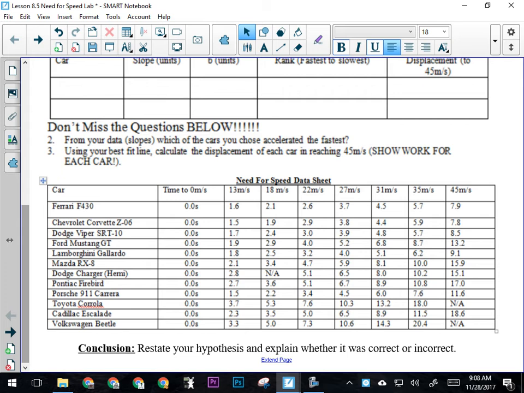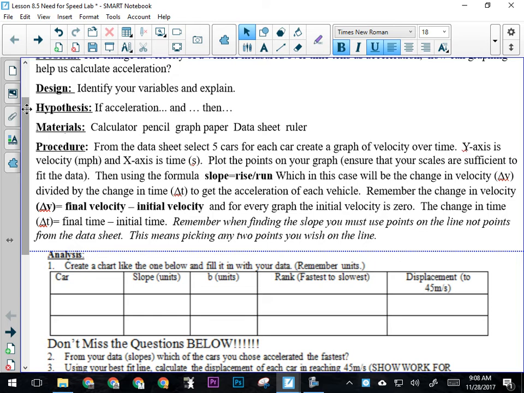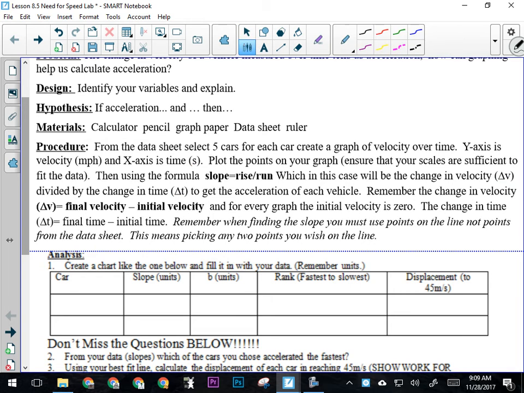Now, back to our stuff here. For our hypothesis, it needs to work like this. In the if part of the hypothesis, you need to tell me what acceleration is. That should be pretty easy as it's in the problem. So the if part of the hypothesis should describe what acceleration is.